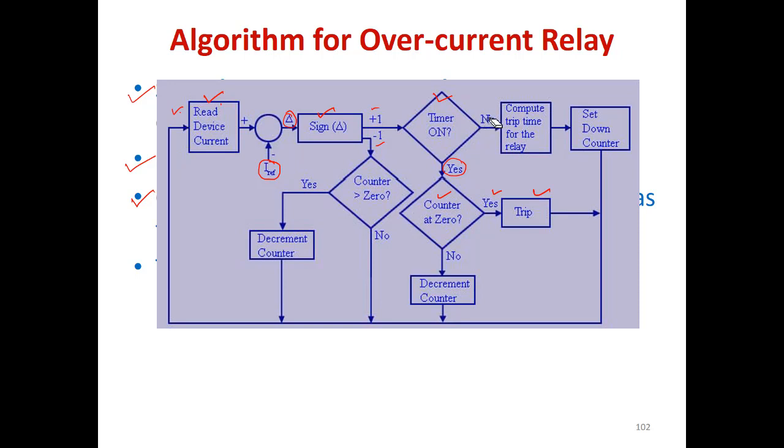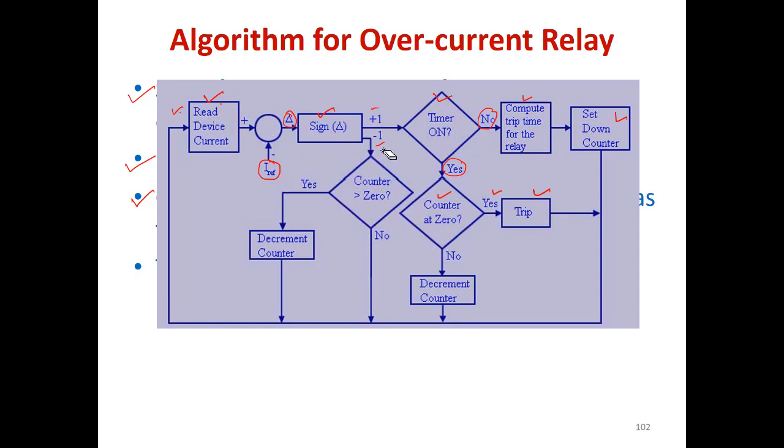If the timer is not on, then we need to compute the trip time for the relay and set the counter down. Then it goes to again reading the current, right? Similarly here, if the counter is not 0, then it decrements the counter. Then it again reads the next current sample, in fact, right? We get the current sample from the current in sampling form, right?